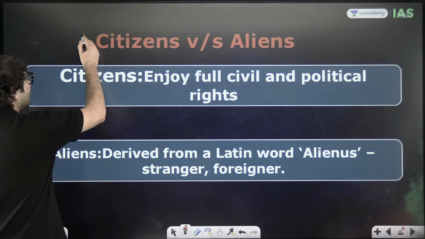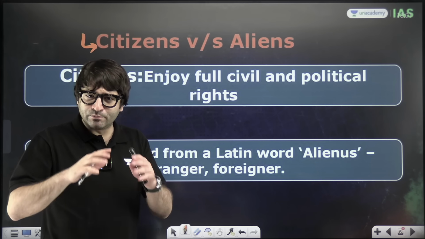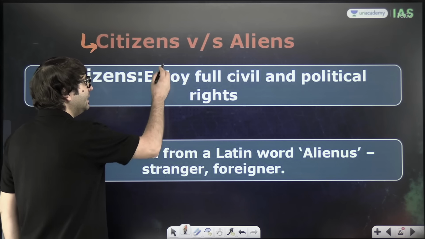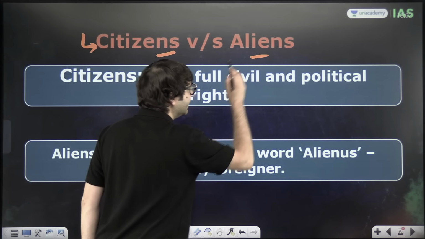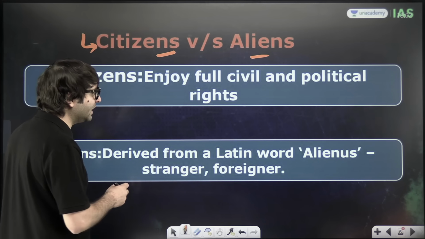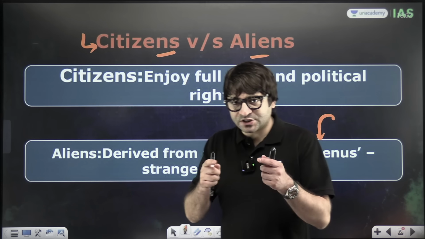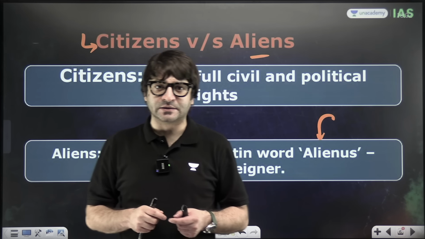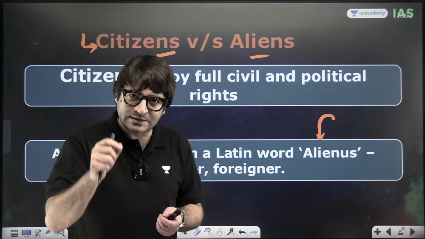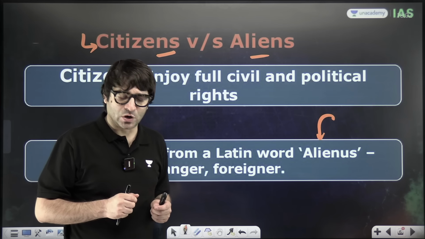But further, when we look at the people who are residing within the territory of India, we can broadly divide these people into two categories. Either you are citizens or you are aliens. Aliens means foreigners. It's derived from the Latin word alienus, which means a foreigner or a stranger. Then what's the difference between an alien and a citizen? Citizens enjoy all political rights, all civil rights. Aliens do not enjoy all the rights, which means what?